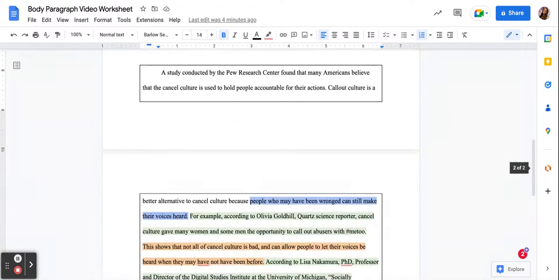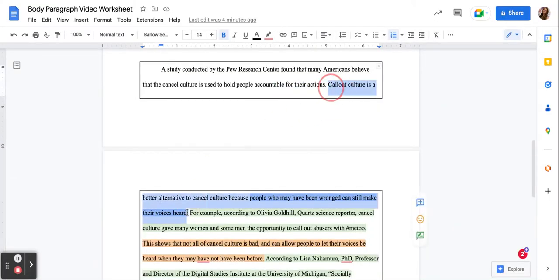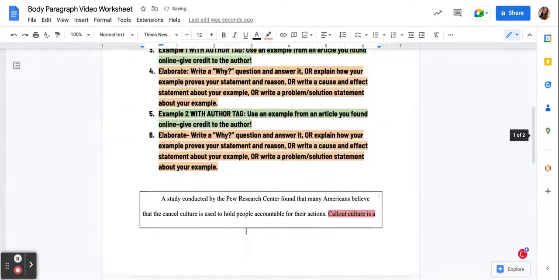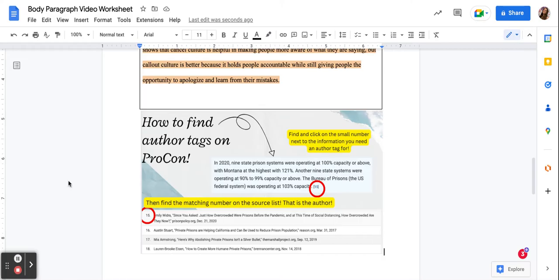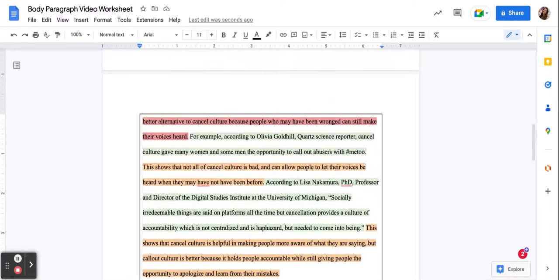When you are finished with that, you are actually going to highlight it in red, like a nice light pink, so that I know that you know that that is your statement and reason. The next sentence, you need to have an example with an author tag. Remember how to find your author tags for procon.org. I'm not going to spend too much time on this because hopefully you already know. You need to click on the little number and it will take you to a list at the bottom, and that name right there will be your source, your author tag.